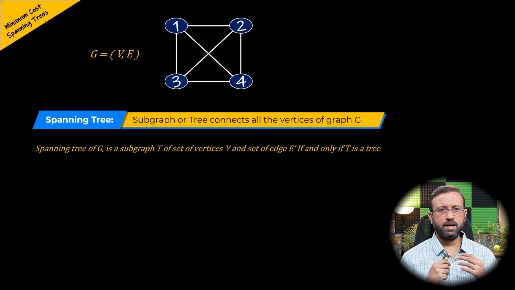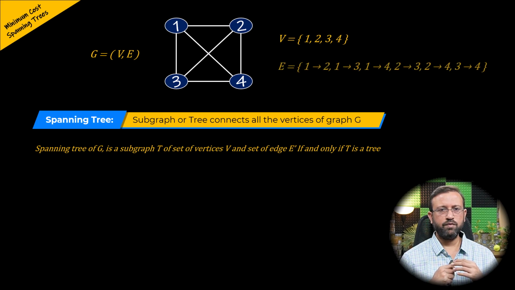Let us consider an example. Let us consider a graph G with 4 vertices 1, 2, 3 and 4 along with the undirected edges from vertex 1 to vertex 2, vertex 1 to vertex 3, vertex 1 to vertex 4, vertex 2 to vertex 3, vertex 2 to vertex 4 and vertex 3 to vertex 4.